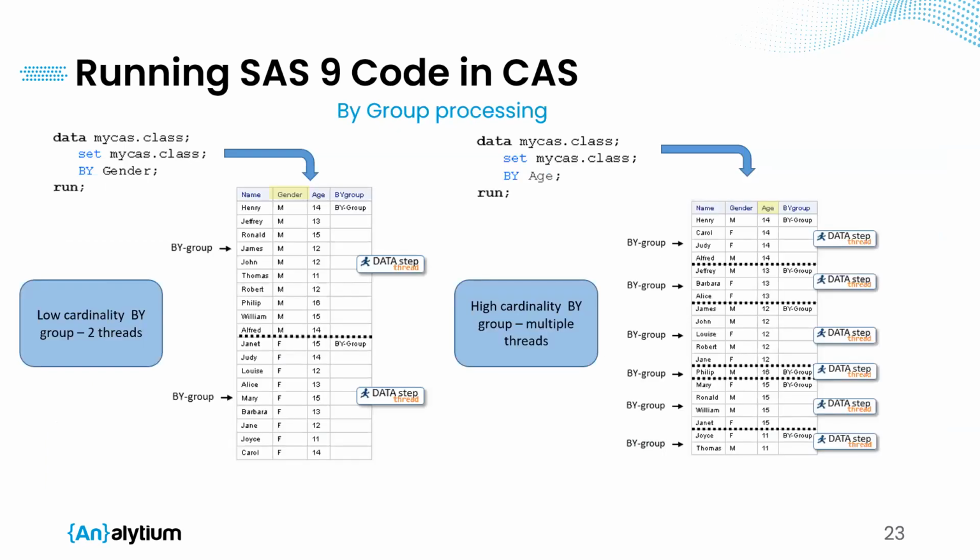In terms of multi-threading, if you've got a low cardinality by-group, in this case by gender, you only have 2 threads. On a higher cardinality group, like this one by age, you've got 6 by-groups, so you have 6 threads. Obviously, if you choose something which is very high cardinality, you could end up with a lot of threads, which may be an issue, something to be aware of.